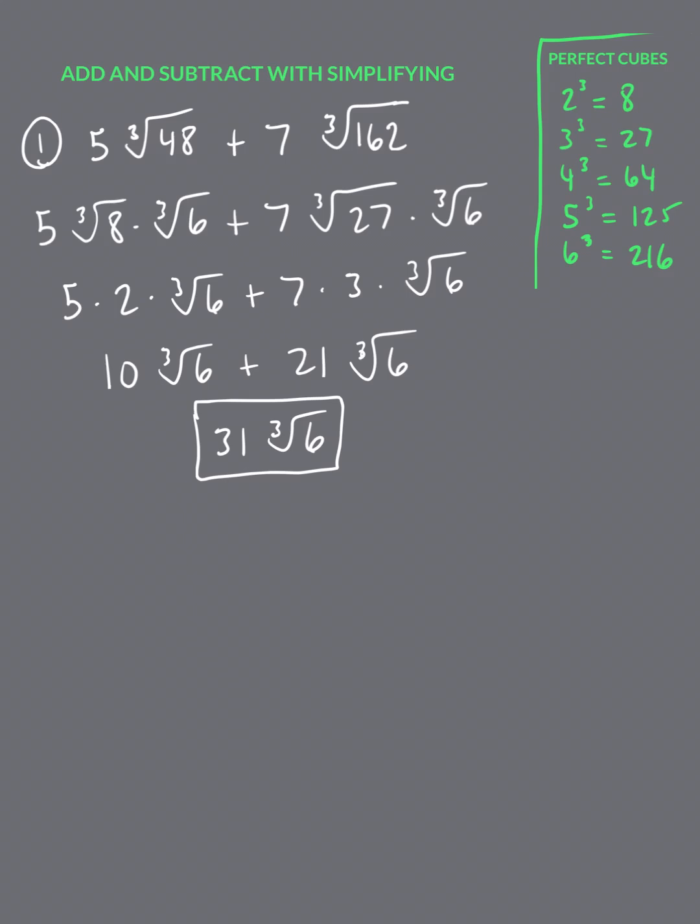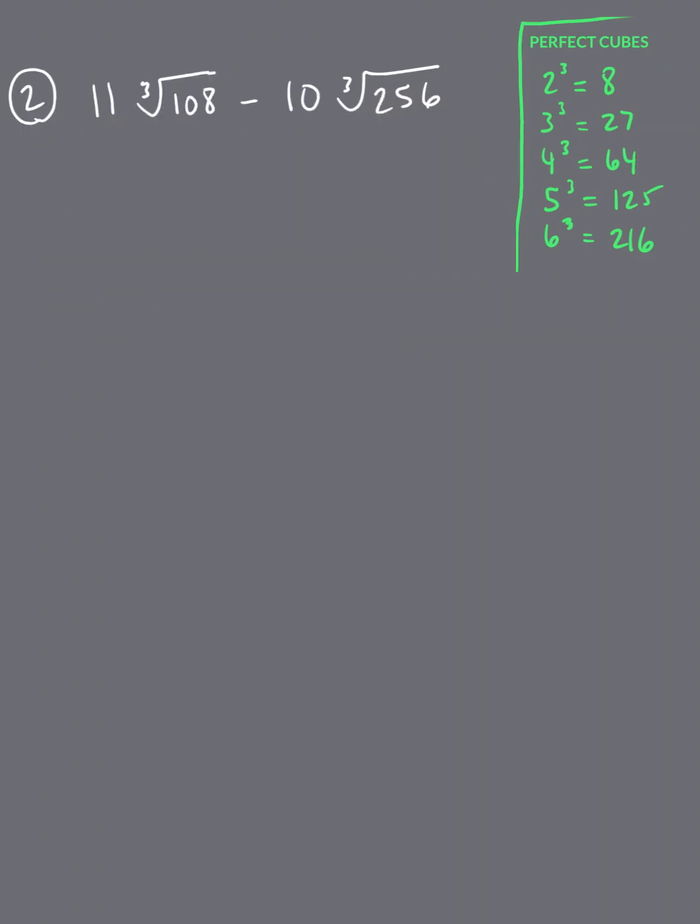Let's do another one. We know that we cannot subtract right now because we have different radicands. We have 108 and 256. So let's look for the perfect cubes that these numbers are divisible by. 108 divided by 27 is 4. 256 divided by 64 is 4.